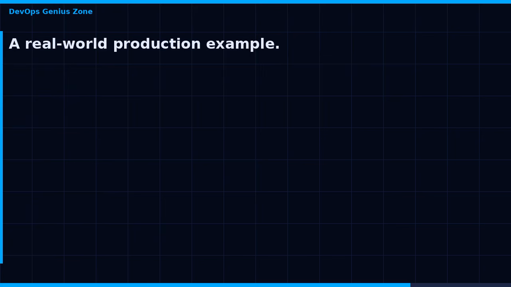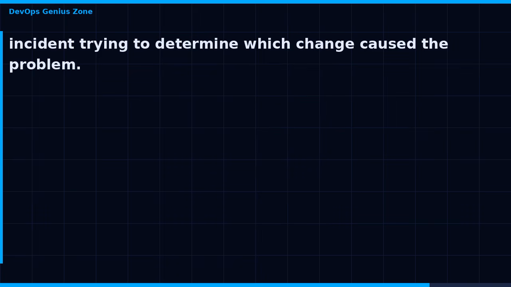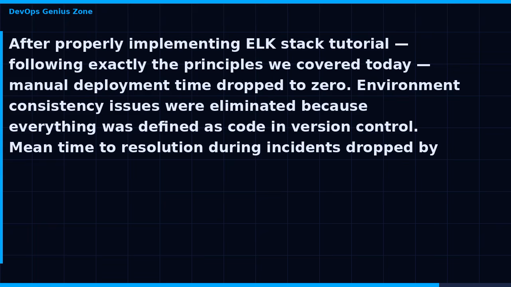A real-world production example. Let me give you a concrete scenario from the US enterprise world. A company with 15 microservices was spending 4 hours per week on manual deployments, experiencing environment inconsistencies between development and production, and losing an average of 45 minutes per incident trying to determine which change caused the problem. After properly implementing ELK stack tutorial, following exactly the principles we covered today, manual deployment time dropped to 0. Environment consistency issues were eliminated because everything was defined as code in version control. Mean time to resolution during incidents dropped by 65% because every change was tracked, auditable, and instantly reversible.